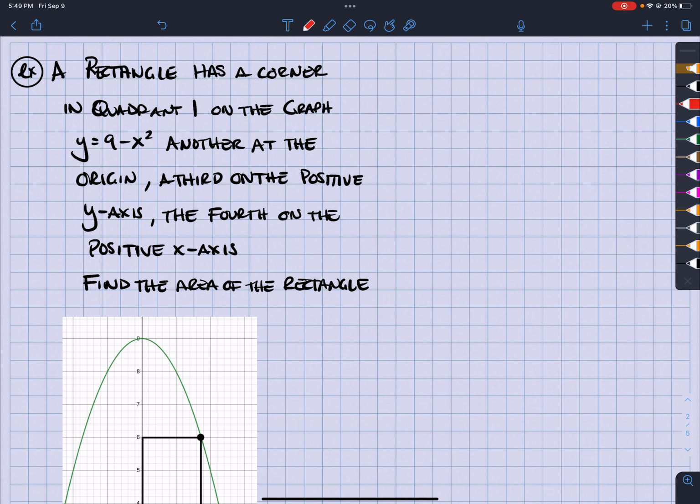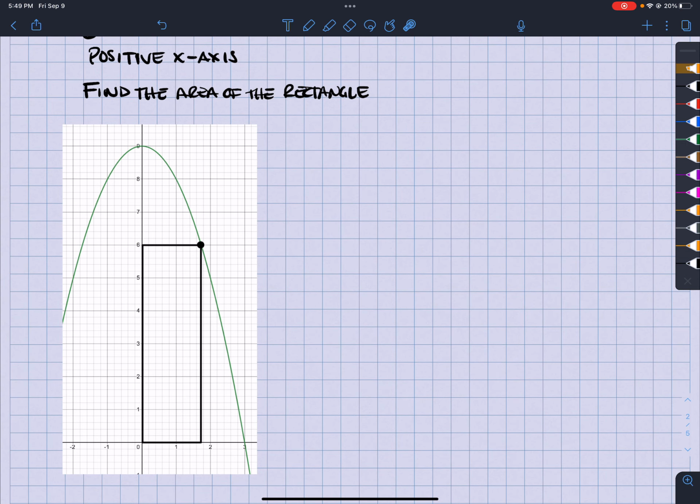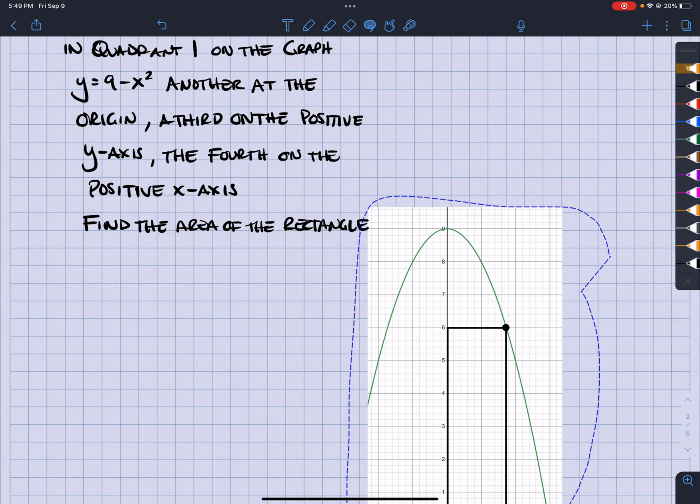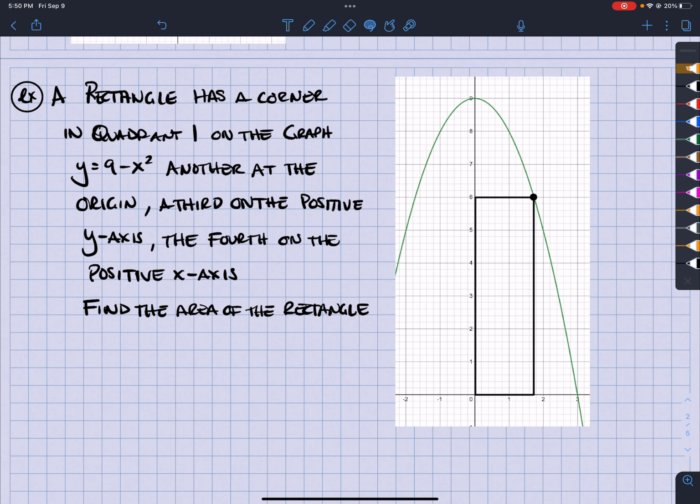So it says a rectangle has a corner in quadrant 1 on the graph of y equals 9 minus x squared, and at the origin, a third on the positive y-axis, and the fourth on the positive x-axis. So it's going to look something like this. All right, bring that up here so that you guys can see.